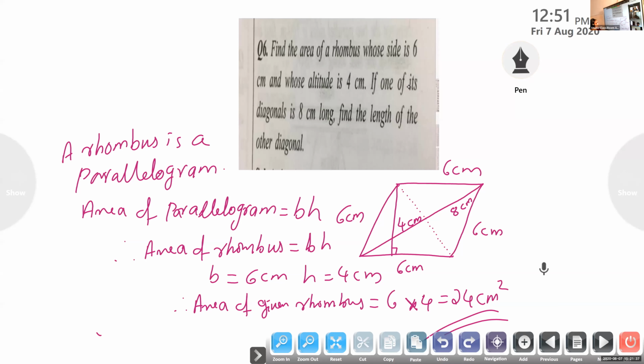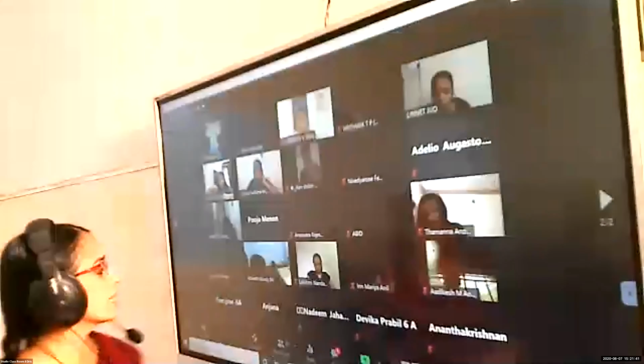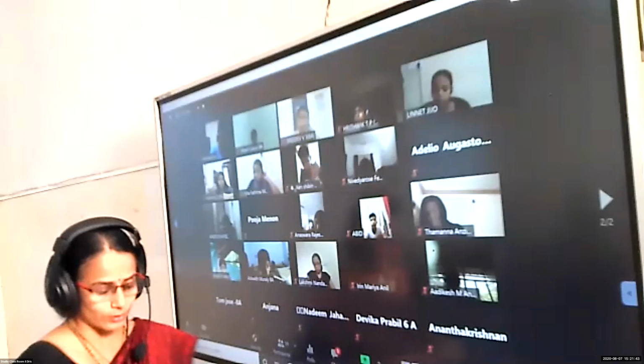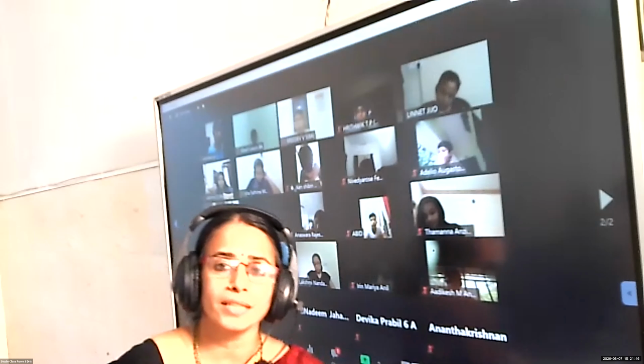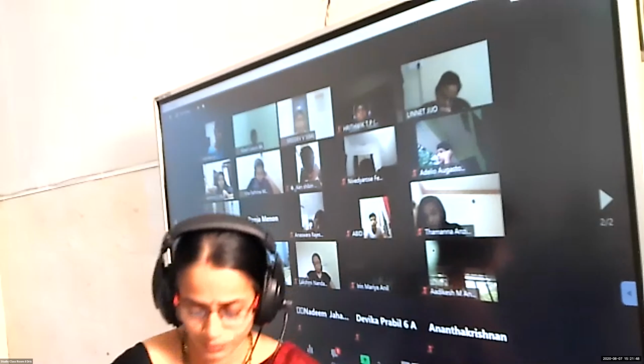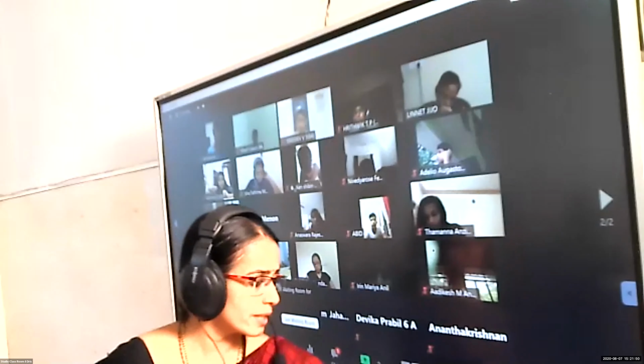Okay, next step I am giving you as homework. Area we found. Next step is, one diagonal is given, find the other diagonal of the rhombus. Okay, do it as homework.